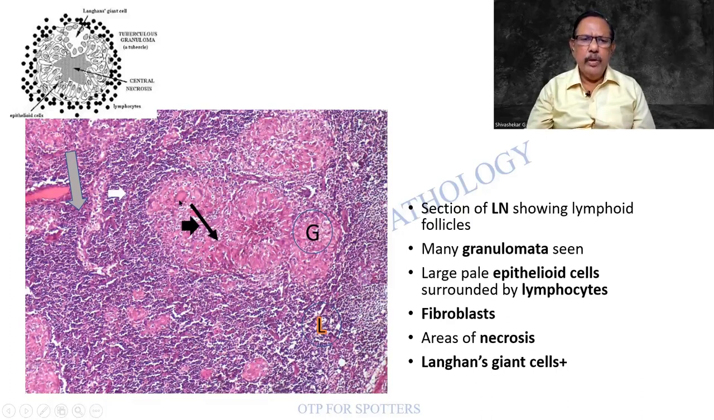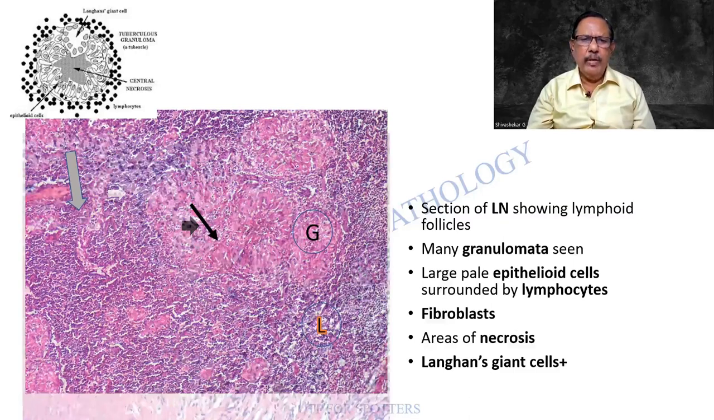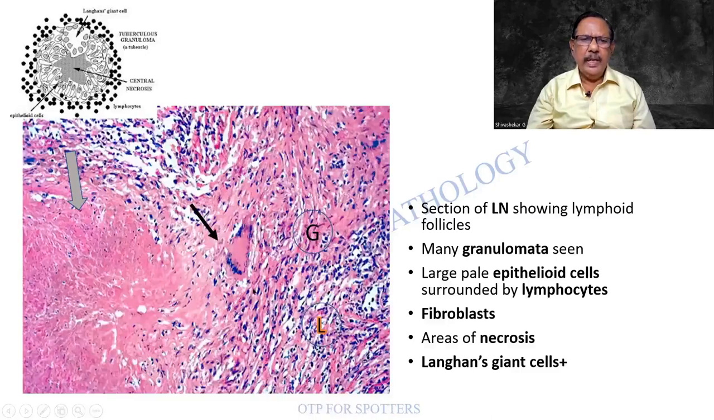There are a good number of Langhans type of giant cells. Look at this one, there is a peripheral nucleus. The cells are all pale and they are called epithelioid cells. Multiple granulomata, epithelioid cells, lymphocytes. There will be fibroblasts in the periphery, areas of necrosis, and Langhans type of giant cells that I am seeing.